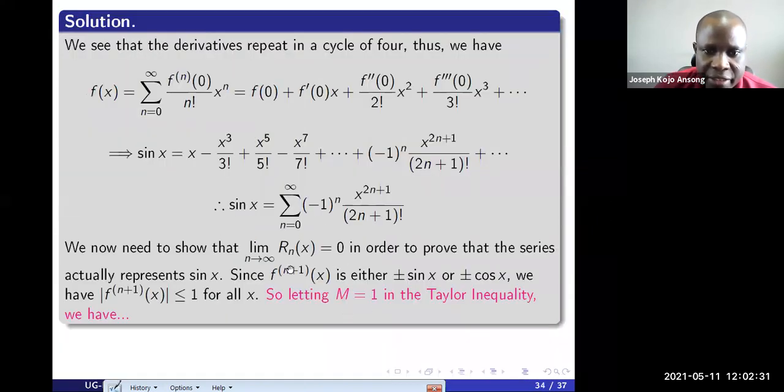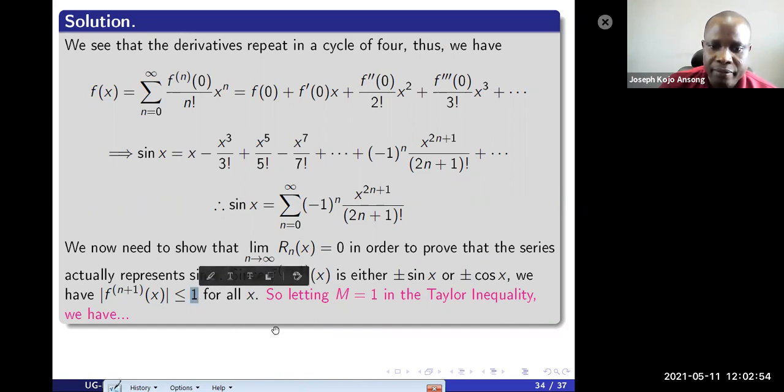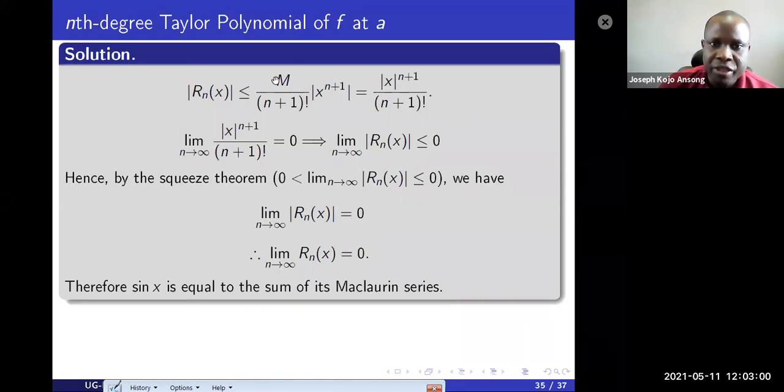Here, the derivatives of sine x are basically sine and cosine. It is either plus or minus sine x or plus or minus cosine x. So the n plus 1 derivative will always be one of these. But we know that the absolute value of sine or cosine is always less than or equal to 1, which means the n plus 1 derivative will always be less than or equal to 1. So I can pick M to be 1 in the Taylor inequality, and then you put it here. That will give you an expression which is the absolute value of x to the n plus 1 all over n plus 1 factorial. So the remainder term is less than or equal to this expression here.